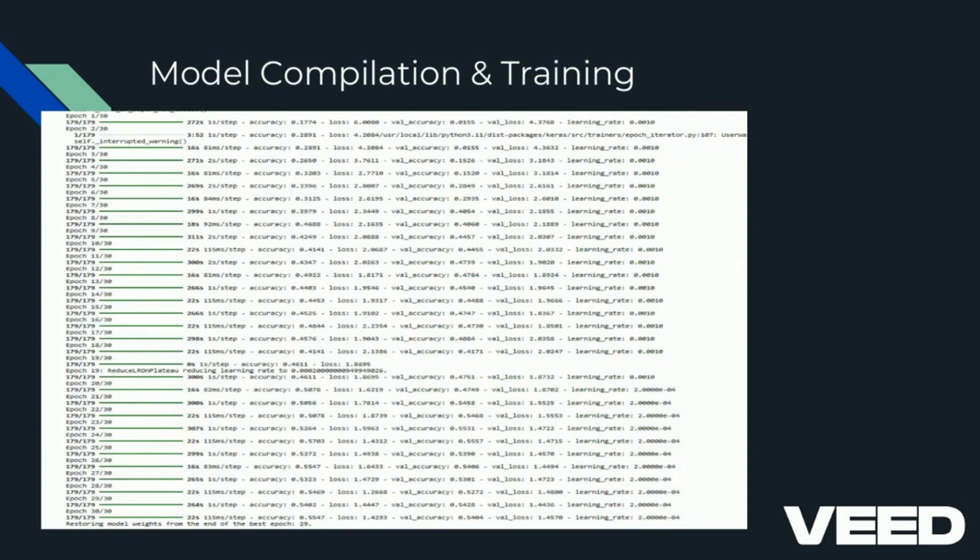So in this slide, we can see all the 30 epochs, and we can see at epoch number 19, there's a learning rate adjustment happening.